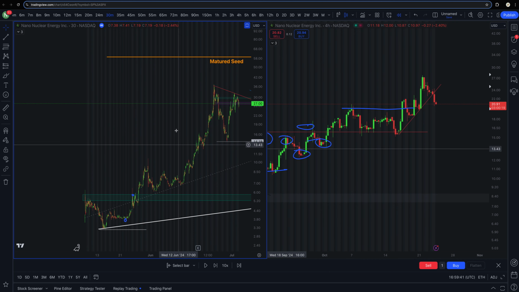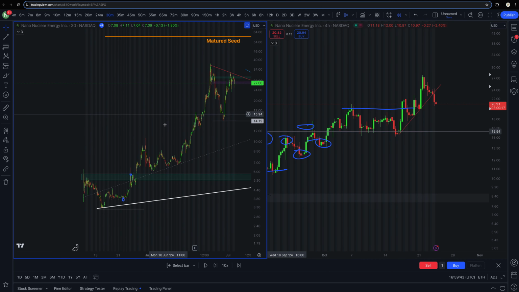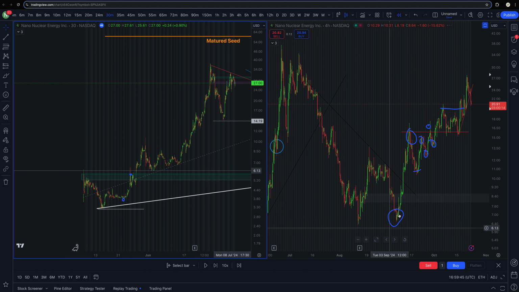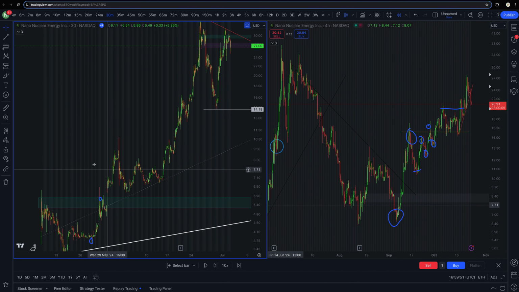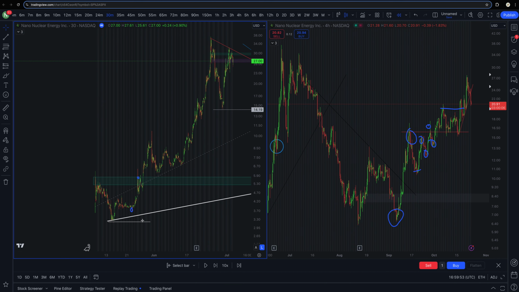Full NNE fractal analysis. Let's just get straight into it, okay? So starting from all the way at the bottom, before all of this price action started. I'm not going to go into the IPO day and everything. I made previous videos about that, but that's just not important right now. So this bottom was this bottom, okay?